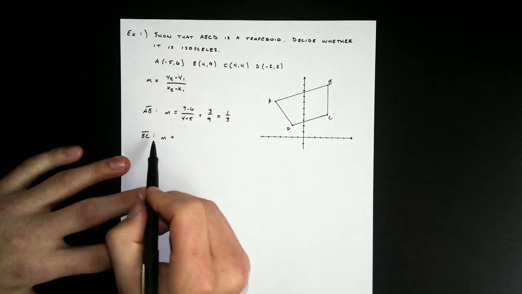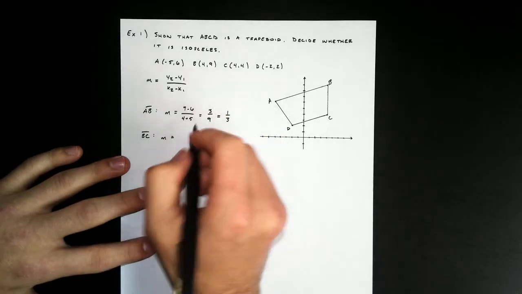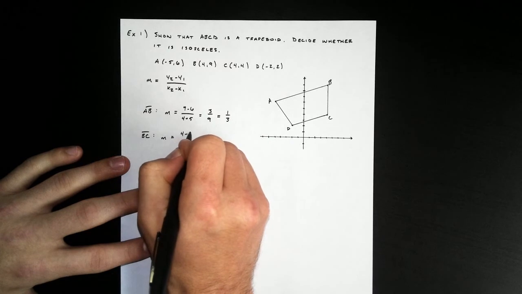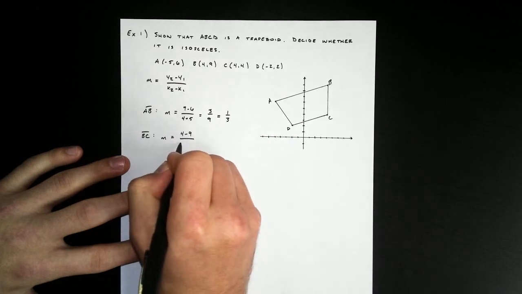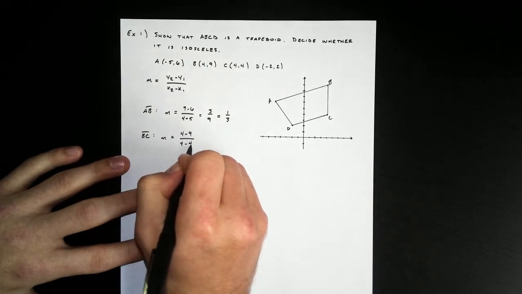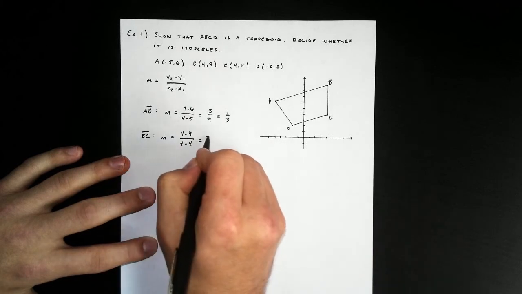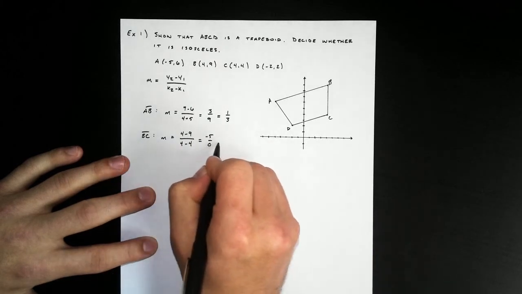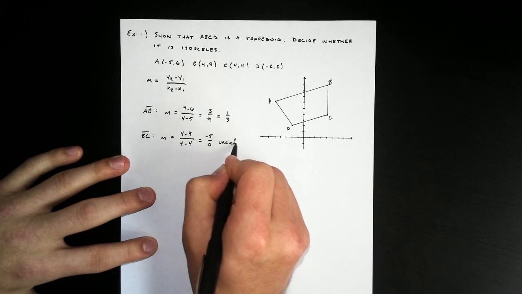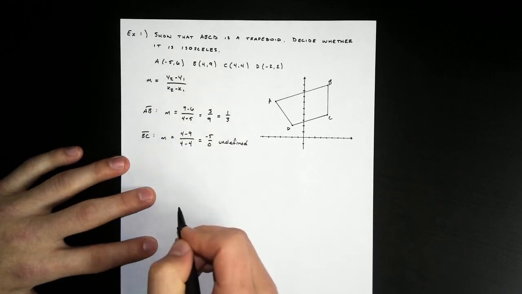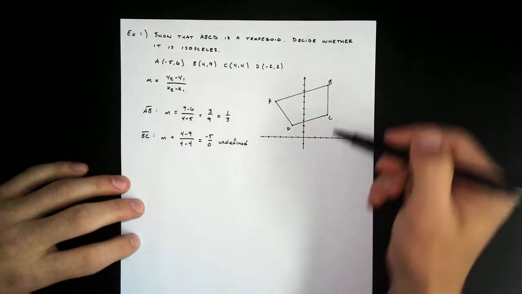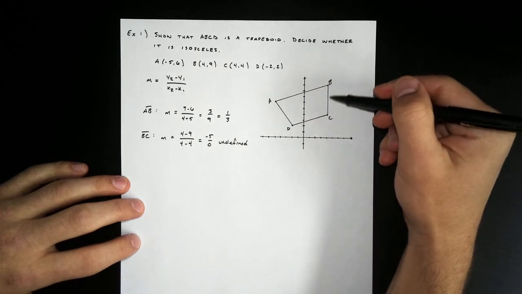And let's see, our second segment, BC, we have 4 minus 9 for the y values, and then 4 minus 4. So that gives us negative 5 over 0, which is undefined. Okay, so this is actually a vertical segment here.